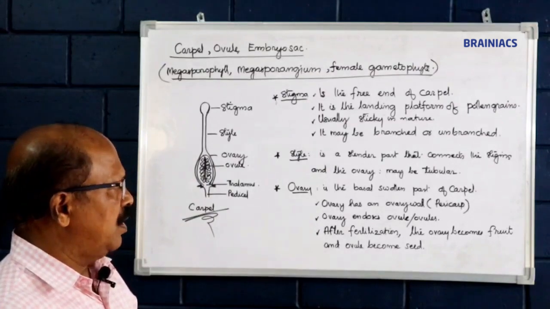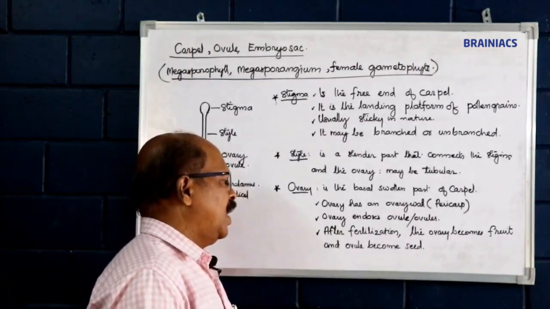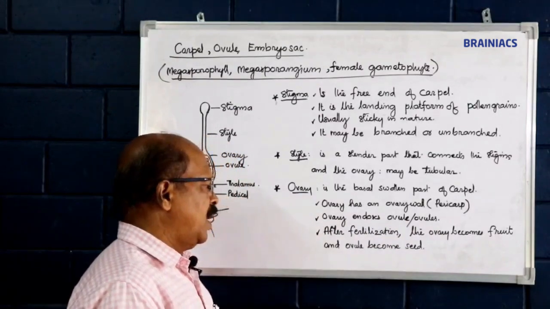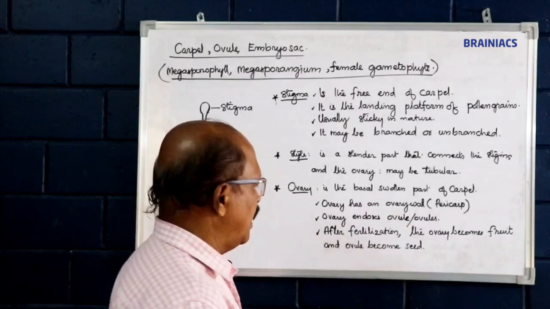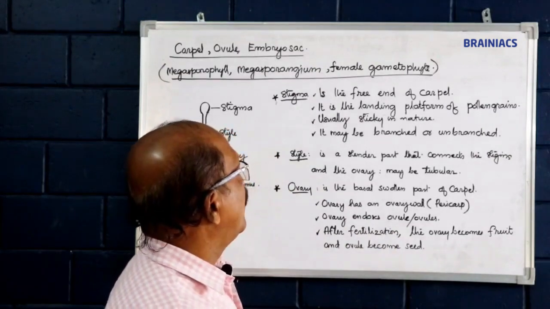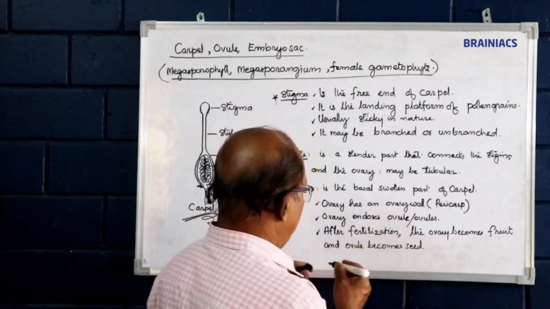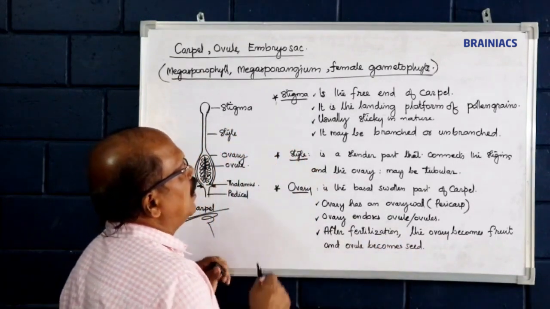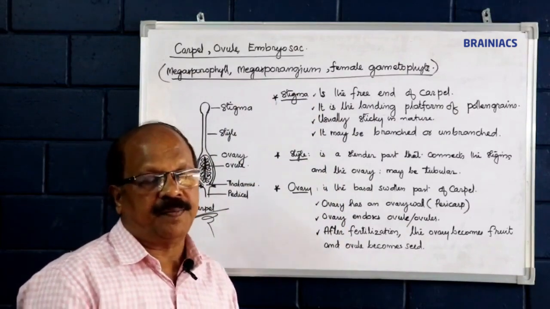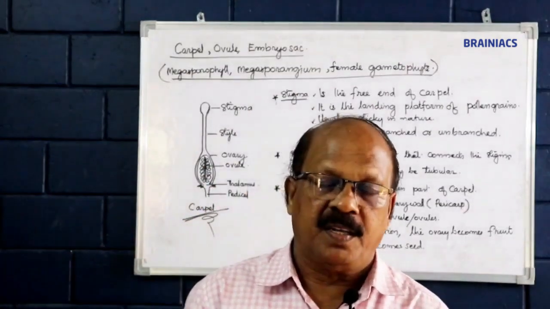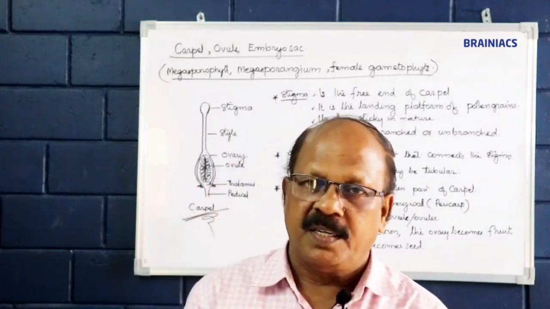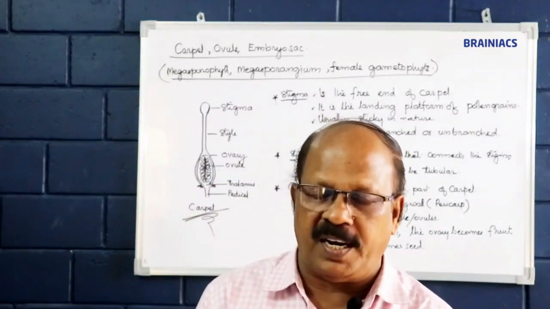The basal swollen part is ovary, which has an ovary wall, later becomes pericarp, and the ovary encloses ovules or ovule, and after fertilization the ovary becomes fruit and ovule becomes seed. See, ovary, style, and stigma constitute the parts of a carpel. So you know, monocarpellary, bicarpellary, tricarpellary, pentacarpellary, or multicarpellary, syncarpous or apocarpous conditions already learned in your morphology.